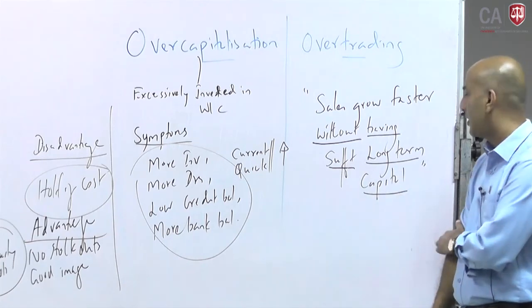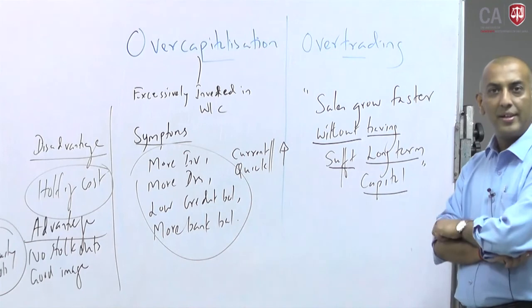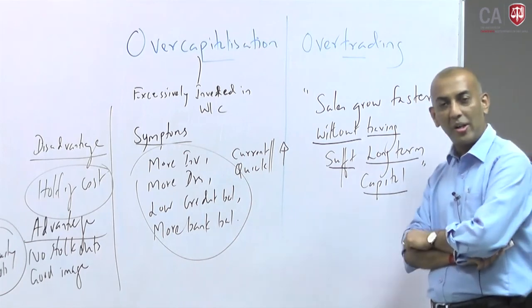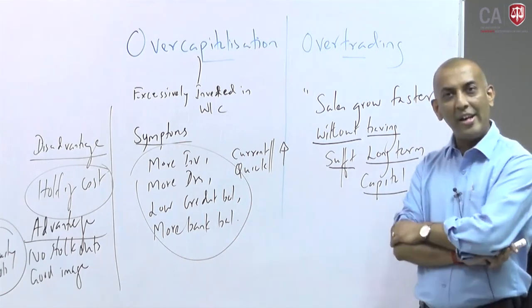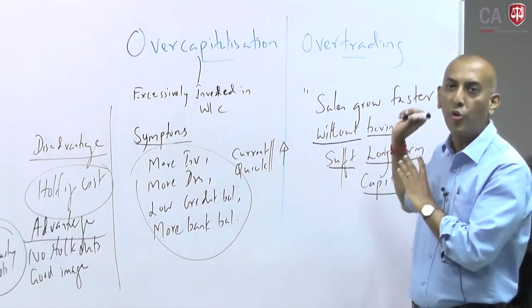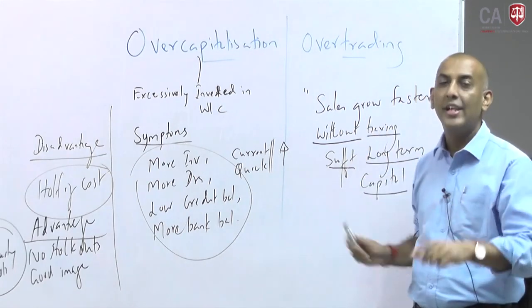Sales grow faster without having sufficient long-term capital. If you have sufficient long-term capital, it's not overtrading. If you don't have it, then you are overtrading.